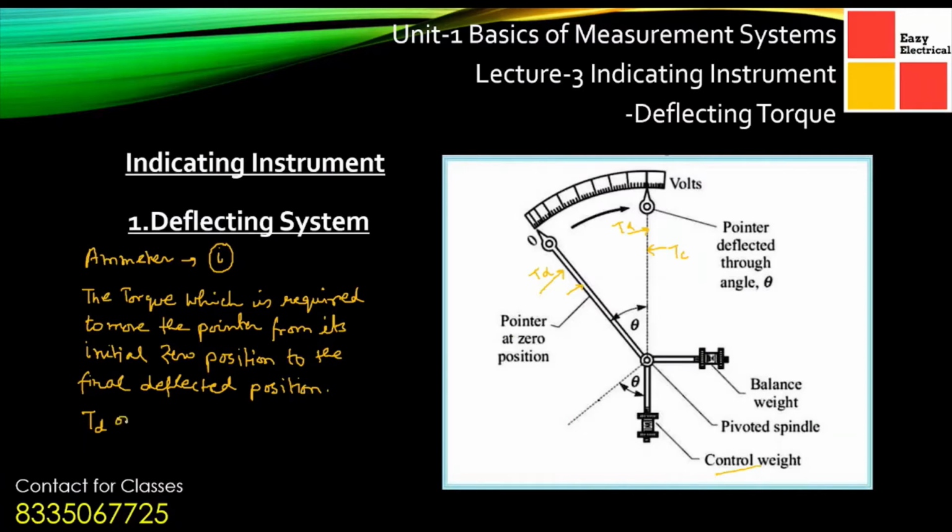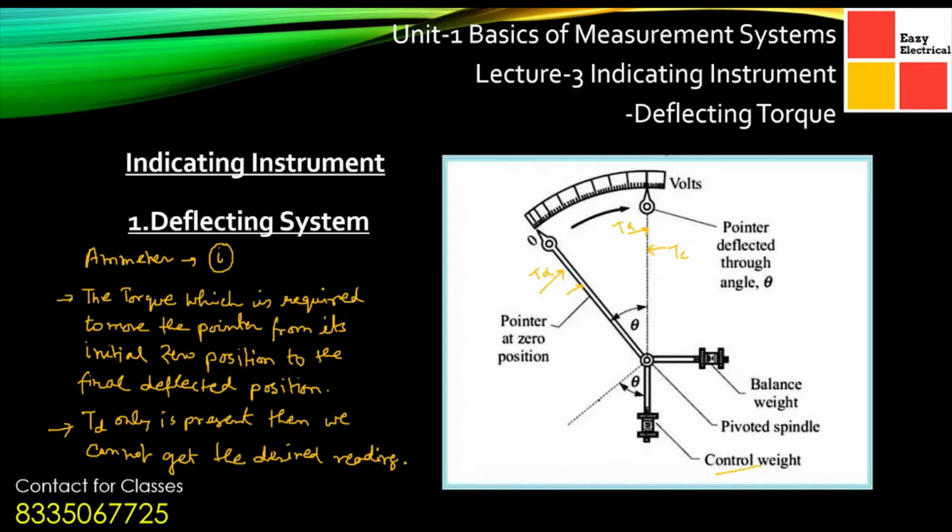If only TD, or deflecting torque, is present, then we cannot get the desired reading. So only deflecting torque will not give us any fruitful result. So this is the definition of deflecting torque.